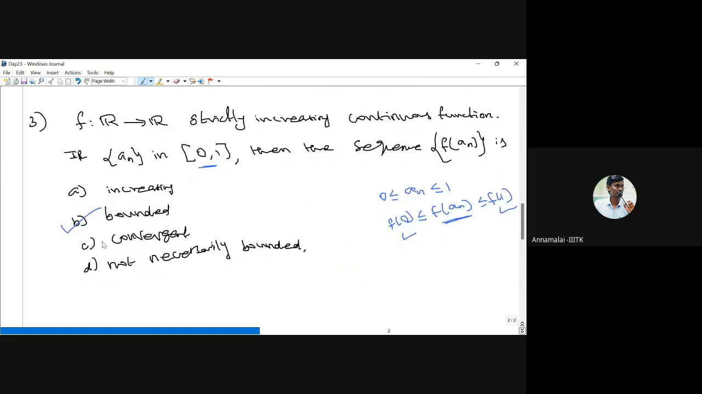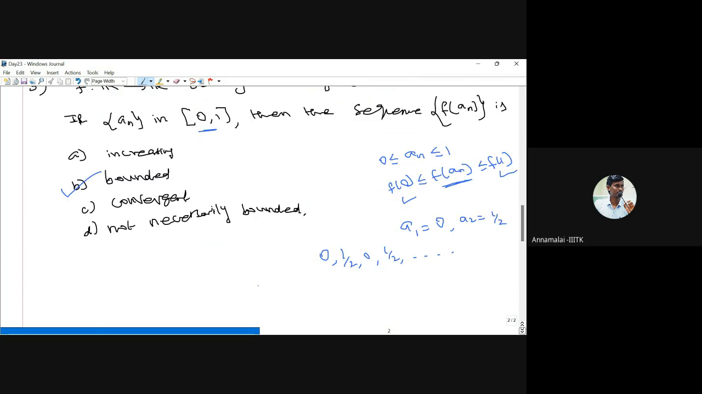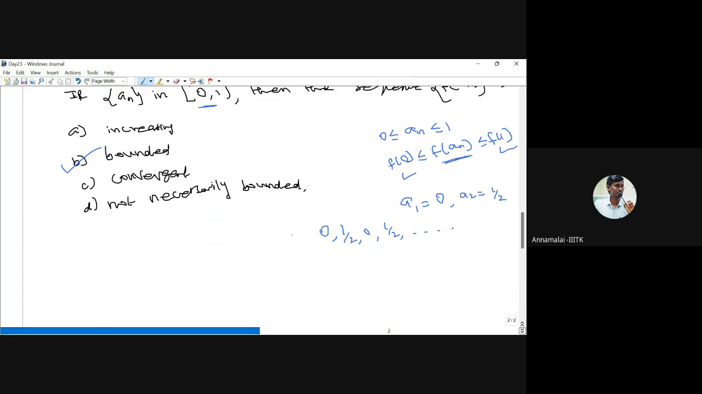For example, take an to be an oscillating sequence. Suppose I take the first term a1 equal to 0, and a2 is some other number, 1 by 2. Therefore, I am taking 0, 1 by 2, 0, 1 by 2, 0, 1 by 2, and so on. Clearly the sequence is not convergent, because it oscillates. Suppose f of 0 maps to 5 and f of 1 by 2 maps to 7. Therefore, f of an is 5, 7, 5, 7, 5, 7, and so on.